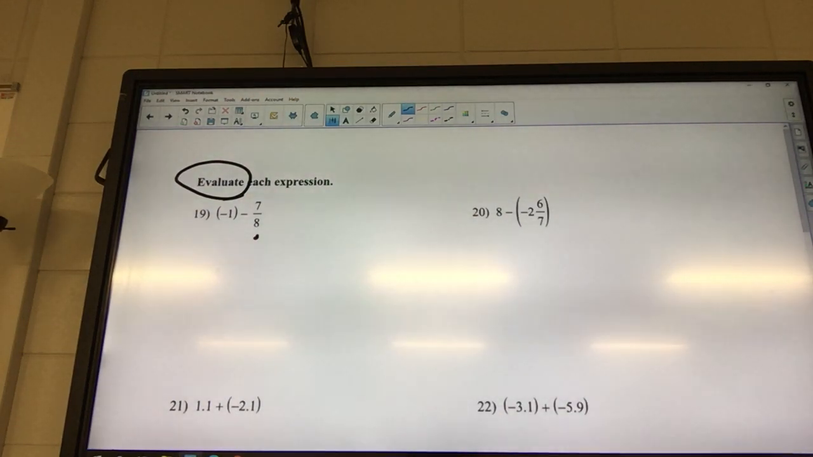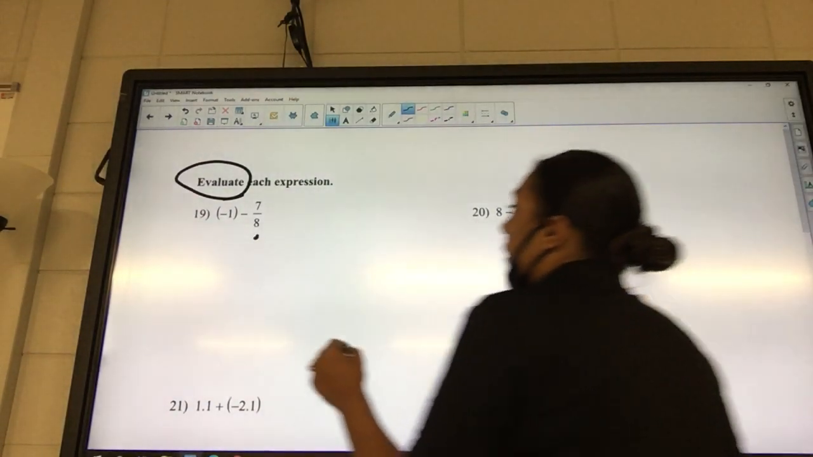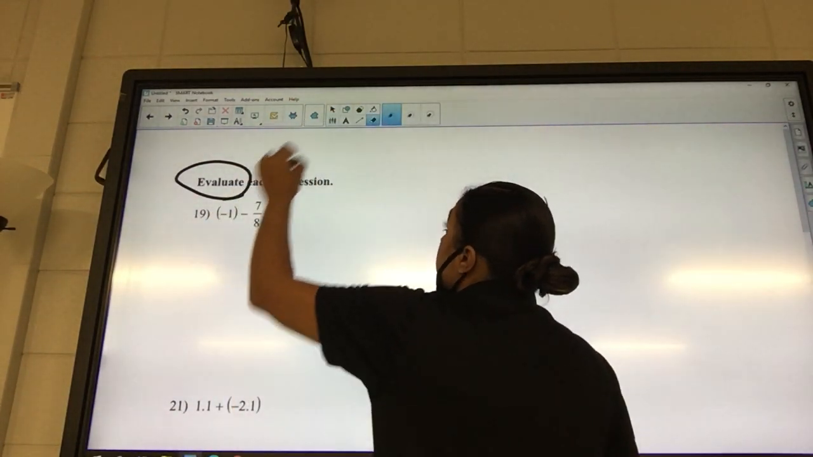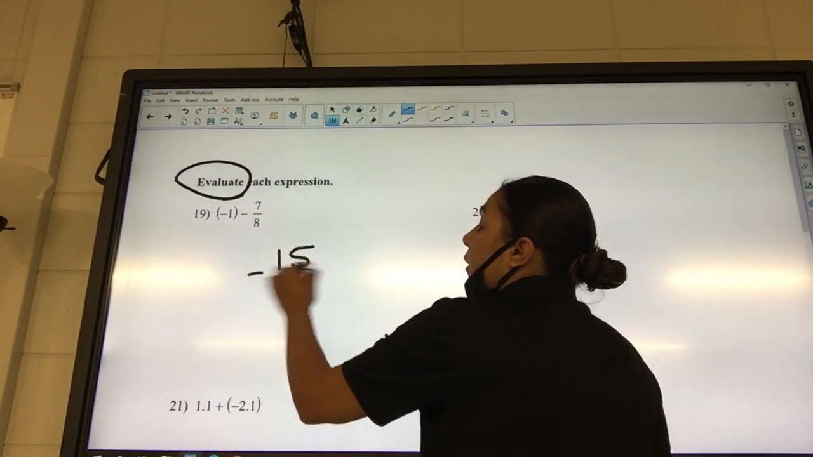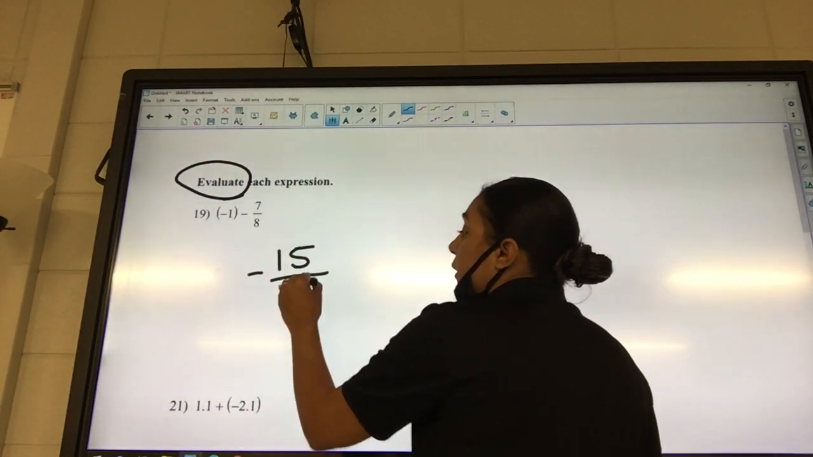That's right. So, if I gave you a problem with a fraction, what kind of answer should you have? A fraction. Okay, what'd you get? I know some of you guys got it, so. -15 over what? 8. Good.